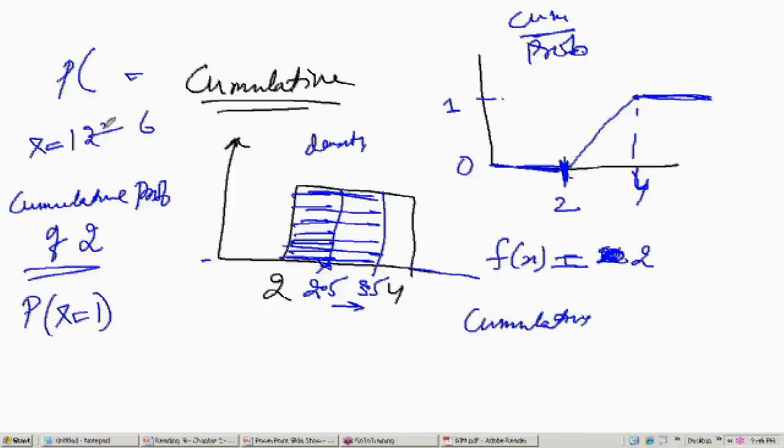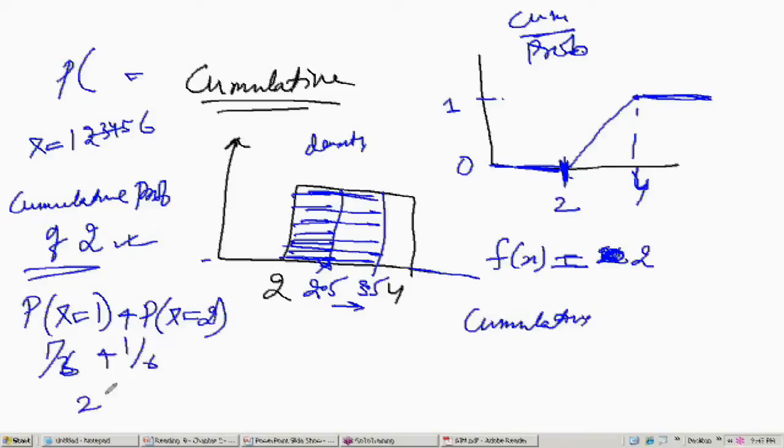Let's take the case of a throw of a die, where you can get 1, 2, 3, 4, 5 or 6. I want to know the cumulative probability of 2. It can be written as the probability that x equals 1 plus the probability that x equals 2. So 1 by 6 plus 1 by 6, so 2 by 6 or 1 by 3 is the cumulative probability of 2. This is a case of discrete.